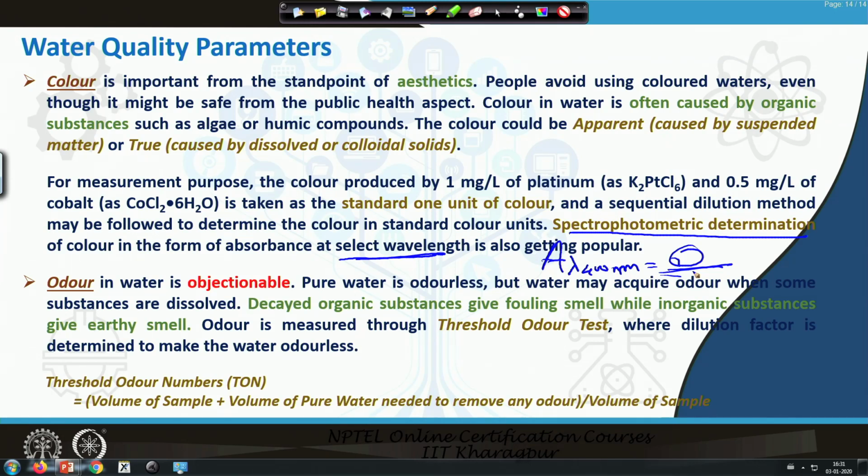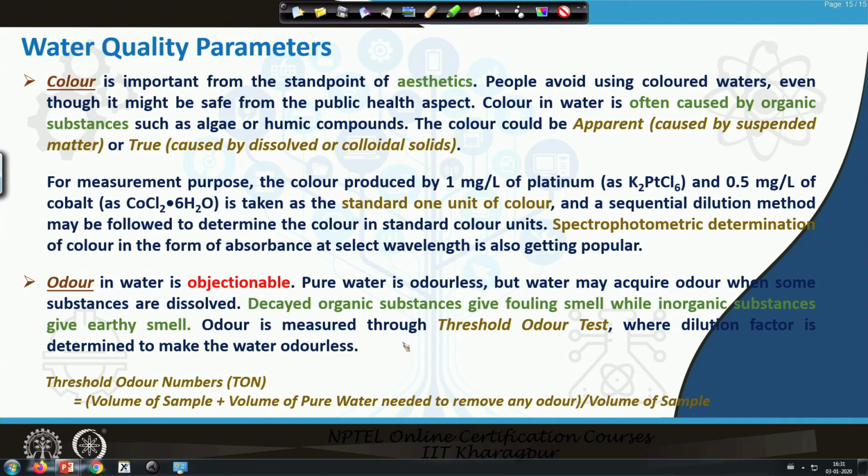The odor in water is also objectionable. Pure water is odorless, but it may acquire odor through substances which are dissolved. Generally, decayed organic substances give a foul smell, whereas inorganic substances may give an earthy smell. And odor can also be measured through the threshold odor test, where the dilution factor is determined to make the water odorless. So, again it is a kind of similar approach.